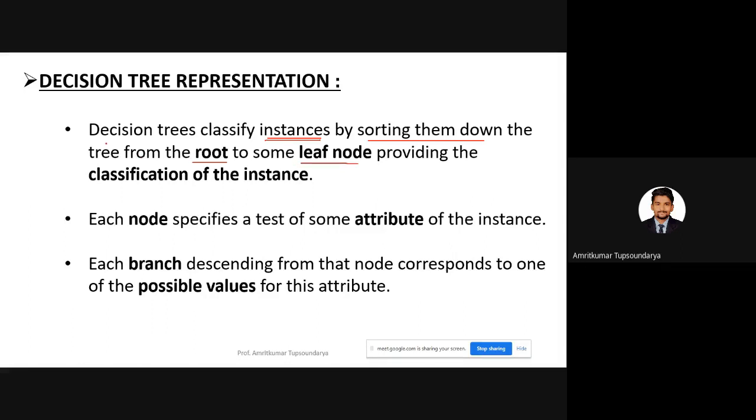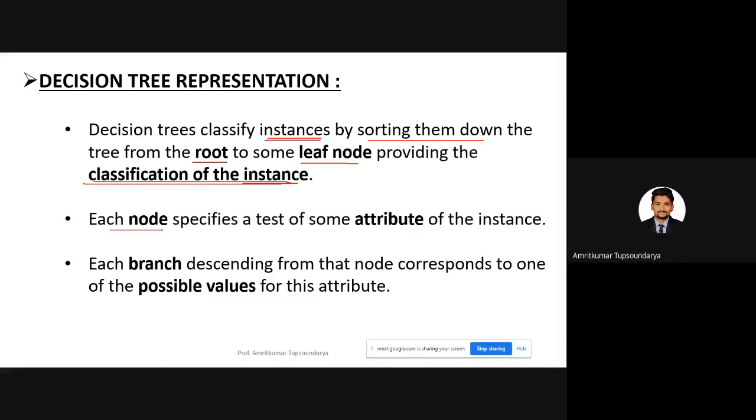Now, by this representation, how are we benefited, or what are we achieving from it? What does the decision tree provide us? It provides the classification of the instances. This classification can be any classification. It can be a simple Boolean classification, or it can be any particular value. We will see as and when we proceed. But for now, just have a simple understanding that it provides us the classification of the instances that we provide.